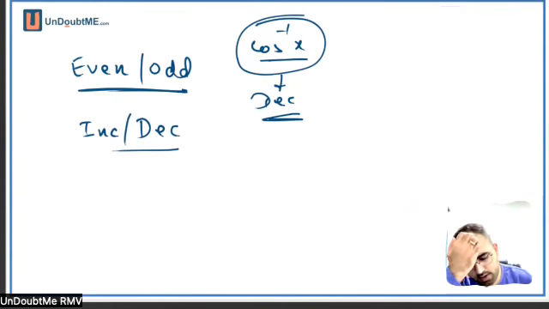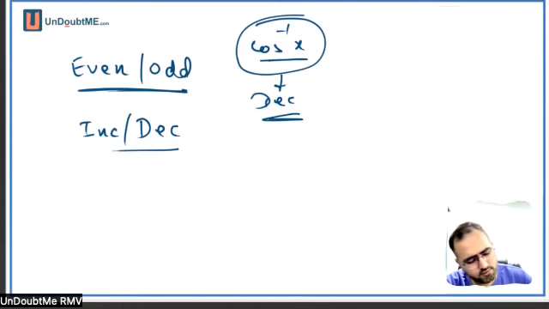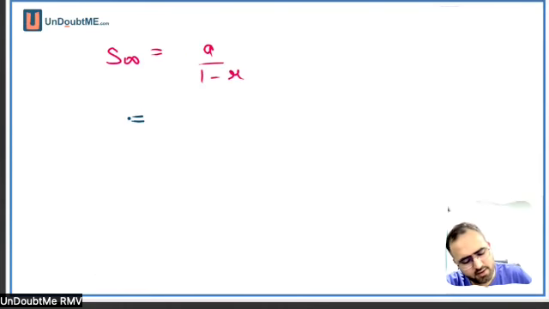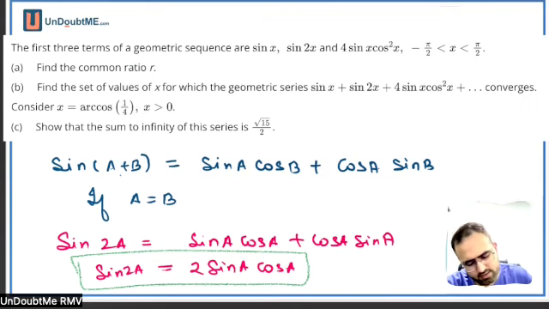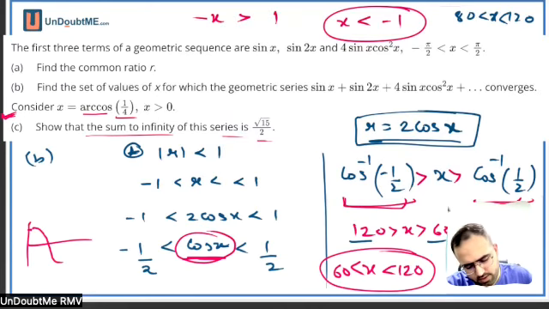Okay. Last part. Show that sum to infinity of this series is this. So sum to infinity is a upon 1 minus r. A is sin x and r is 2 cos x.